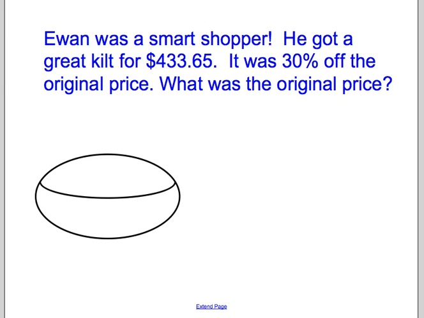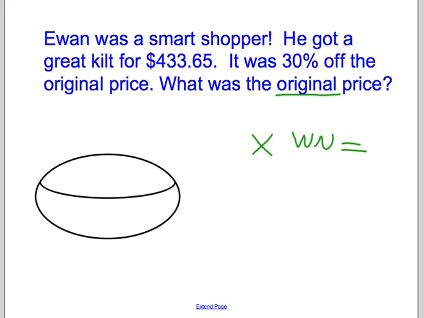Ewan was a smart shopper. He got a great kilt for $433.65. It was 30% off the original price. What was the original price? Right off the start here, original price should give us an indication that our of value, when we set up our P times of equals is, we'll be looking for the original amount, the original cost. I'll come back to that in a minute.